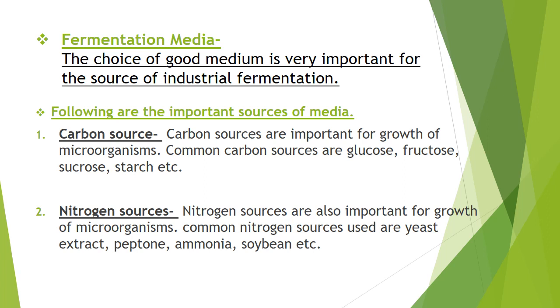Glucose, sucrose and fructose are more expensive as compared to molasses, but they give a cleaner medium, which is beneficial for the processes. That's why mostly glucose, sucrose and fructose are preferred. The next source is the nitrogen source. These sources are also very important for the growth of the microorganism. The common nitrogen sources which we use are yeast extract, peptone, ammonia, soybean, etc.